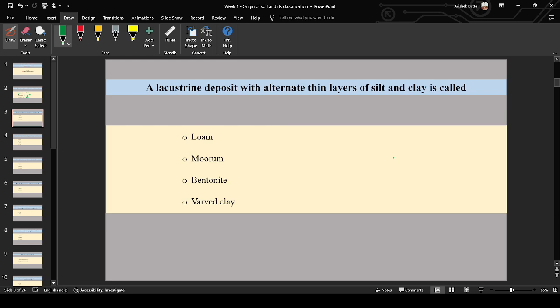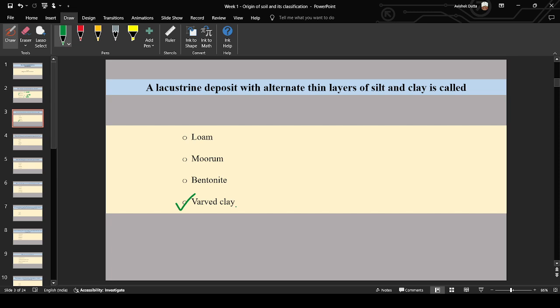The next question is, a lacustrine deposit with alternate thin layers of silt and clay is called. The answer to this question is varved clay. Varved clay is formed from the deposition in the lake water. It is a lacustrine deposit. It has alternate thin layers of silt and clay. Silt and clay are fine grained soils.